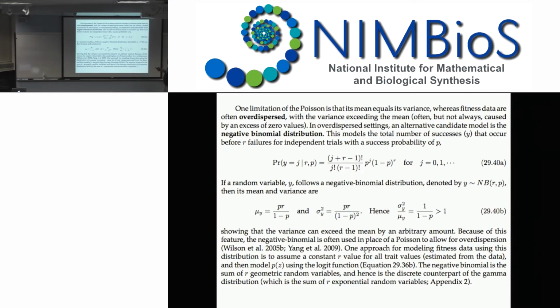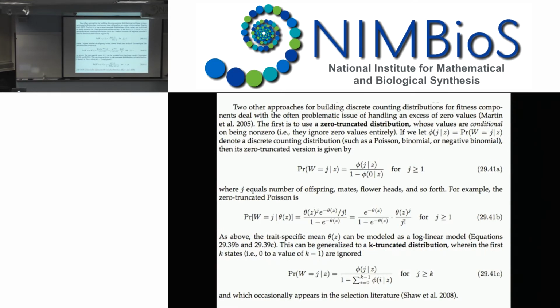So one way to handle over-dispersion without worrying about 0 is to use a negative binomial distribution. You can then ask what the mean is, and what the variance is. What you can see is the variance over mean ratio is bigger than 1, and you basically adjust for these parameters. So you can use negative binomial distributions to handle over-dispersed data, and I give some examples of where people have done that.